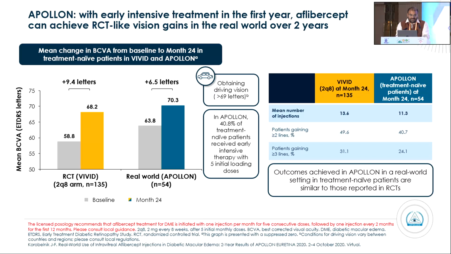So let's have a look at the real-world data from APOLLON. It replicates the data from the VIVID study, and it shows that with early intensive treatment in the first year, aflibercept can achieve RCT-like vision gain, which was analyzed in year 2. There was a gain of 6.5 letters, with 11.3 injections.